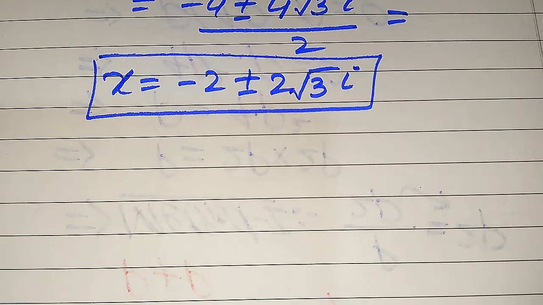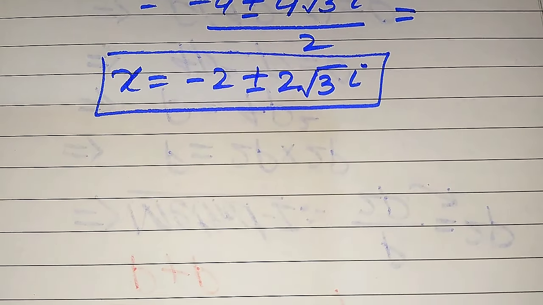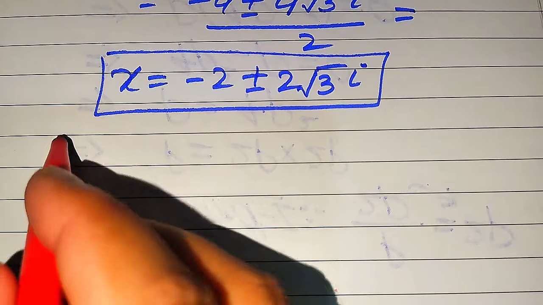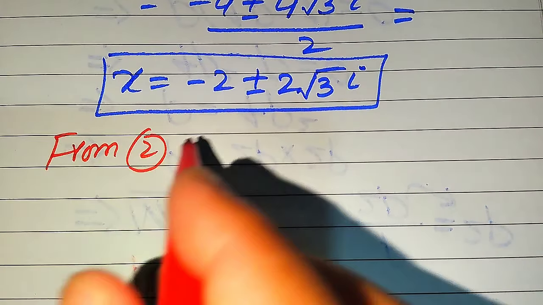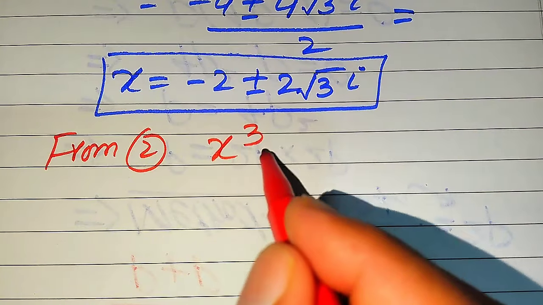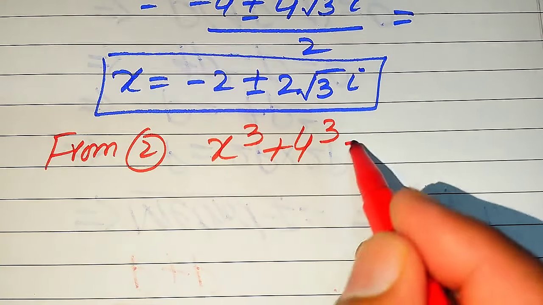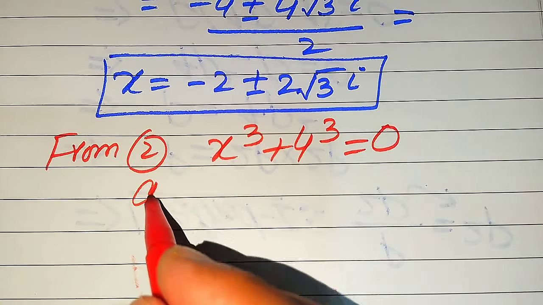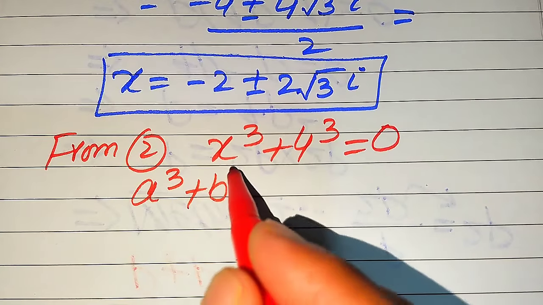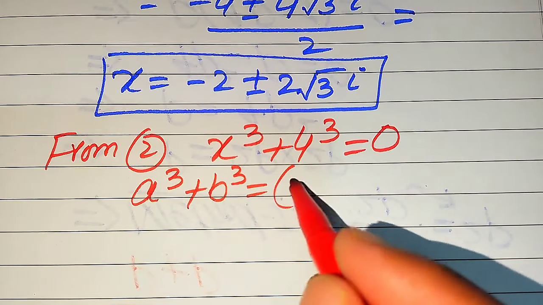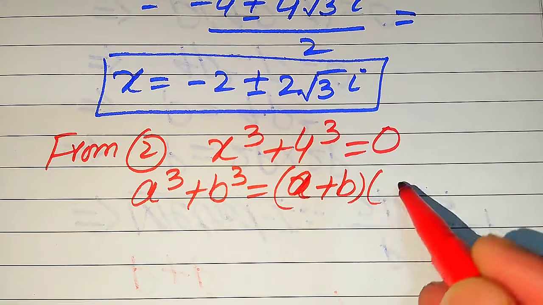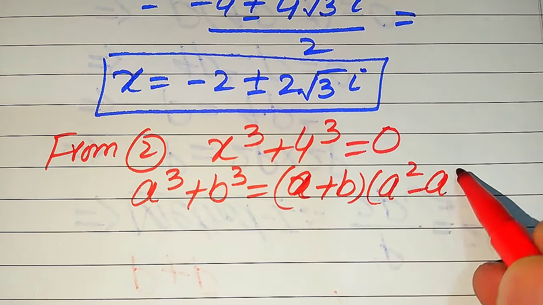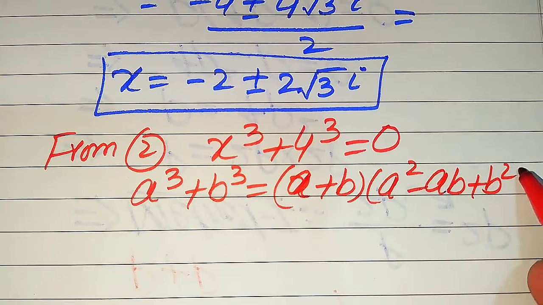Because our given equation is a sixth order equation, it means that this equation has 6 roots. And now we move towards equation number 2. First we copy down this equation here, it is x cubed plus 4 cubed is equal to 0, and here we use this cubic formula. You know that a cubed plus b cubed is equal to a plus b times a square minus ab plus b square.